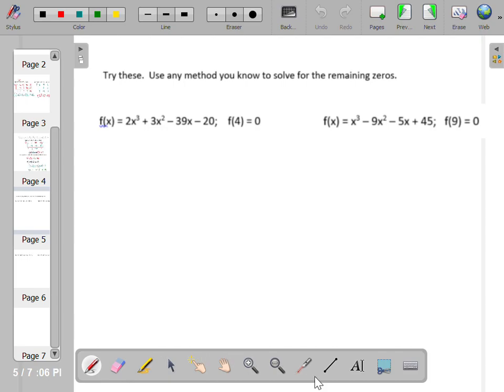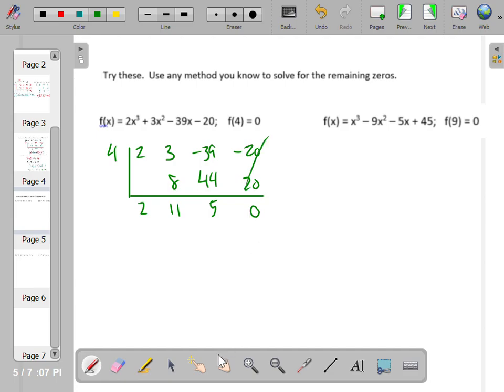So the first one here, it tells me slightly different notation, but if you plug in 4, you're going to get 0. So I'm going to do synthetic division, and I'm going to plug in 4: 2, 3, negative 39, negative 20, and I should get 0 because it says it's 0. So let's just make sure it comes out to 0. Bring down the 2, 2 times 4 is 8, 11. 11 times 4 is 44. 44 minus 39 is 5. 5 times 4 is 20. Hey, those cancel out. Good.